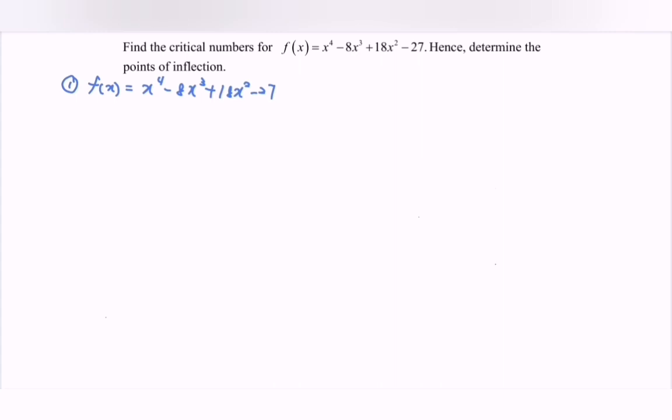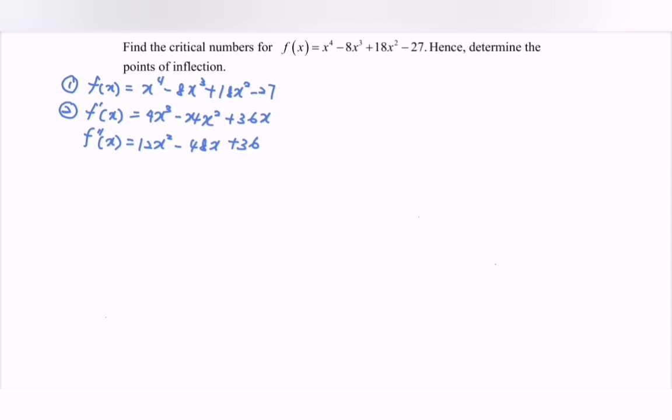Step number 1, we have the function f(x) in terms of x. Step number 2, differentiate the function with respect to x. So we have 4x to the power 3 minus 24x to the power 2 plus 36x, then we have 0. Differentiate for the second time. So here we have 12x squared minus 48x plus 36.